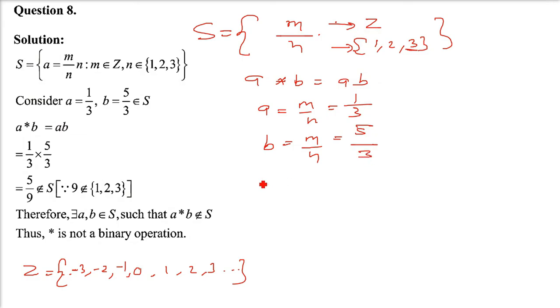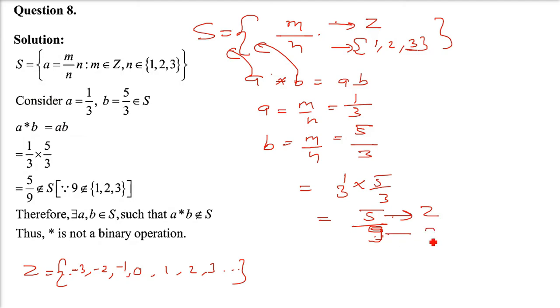Now multiply A and B. That is A star B is defined as A into B. So just multiply it. 1 by 3 into 5 by 3, what do you get? You get 5 by 9. And this 5 by 9 should be of the form M by N. A we have taken from M by N, that is S. B is also M by N, that is S. The result should also come from M by N. M should be an integer, N should be coming from 1 to 3. But 9 is not in 1 to 3. So this is not a binary operation.